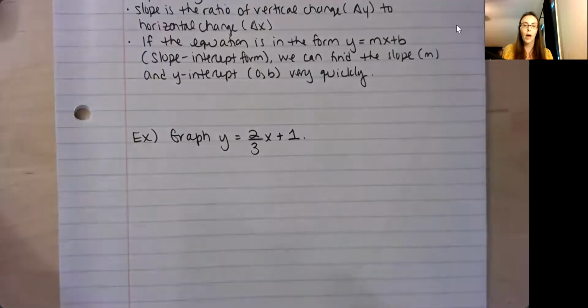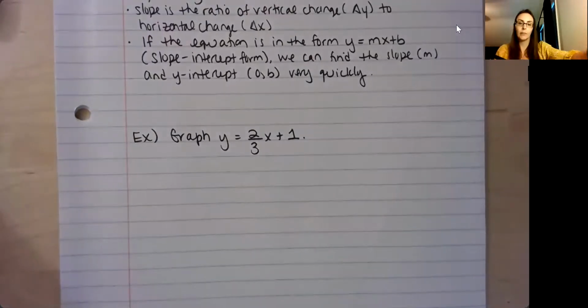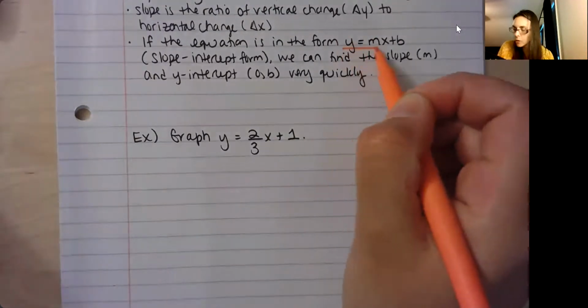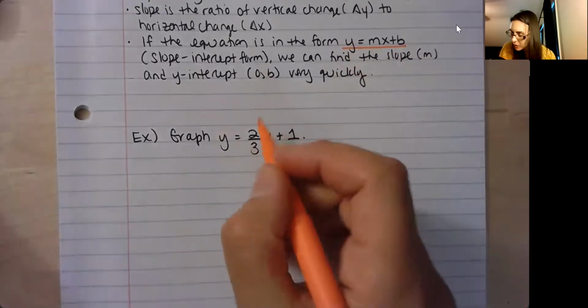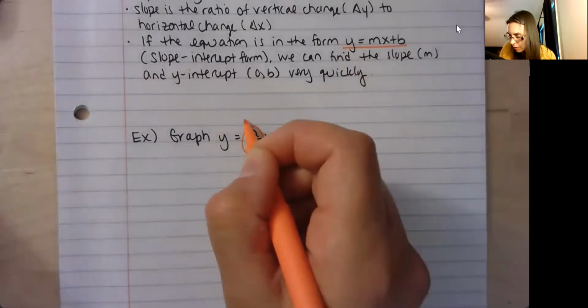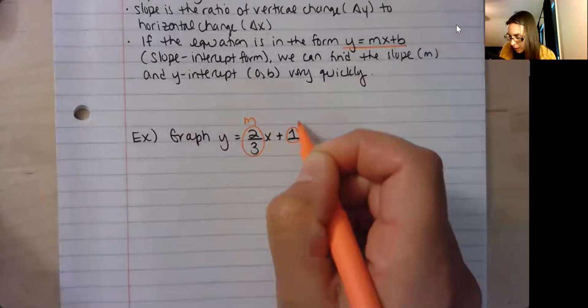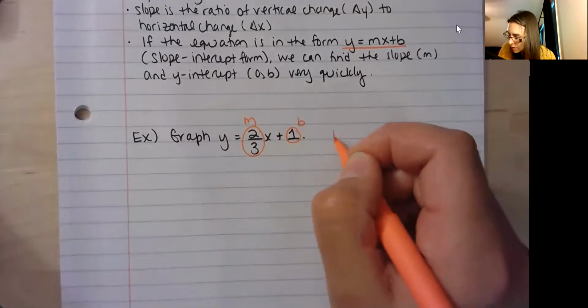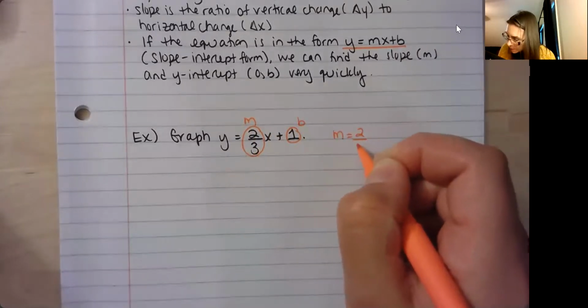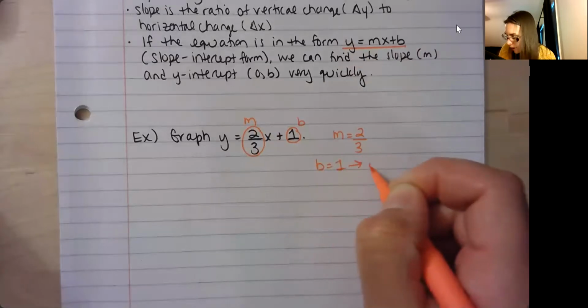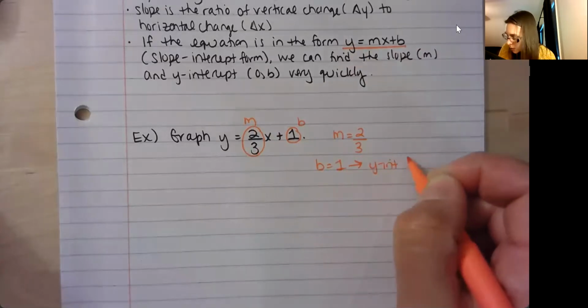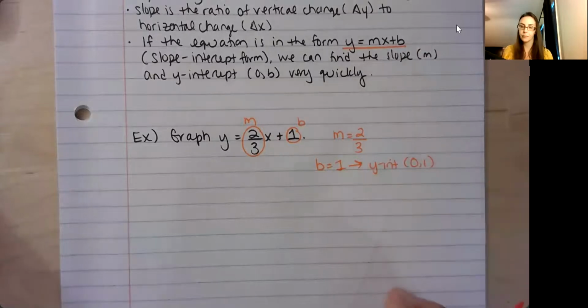So we're going to graph y equals 2/3 x plus 1. So notice that we are in that form, right, that y equals form. And this is really when it's most helpful to use this strategy. So we can find our slope right here, and then we can find our b right here. So I know my slope is equal to 2/3. My b is 1, which means that my y-intercept is going to be 0, 1.